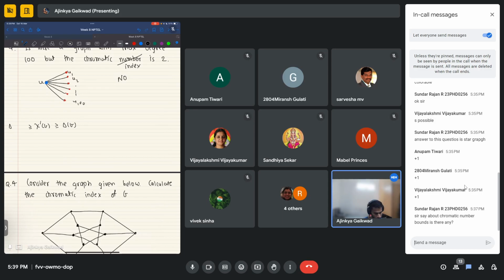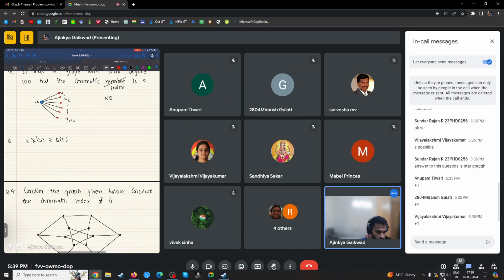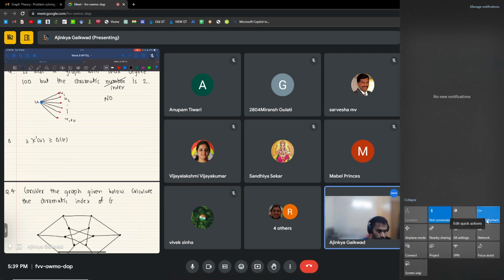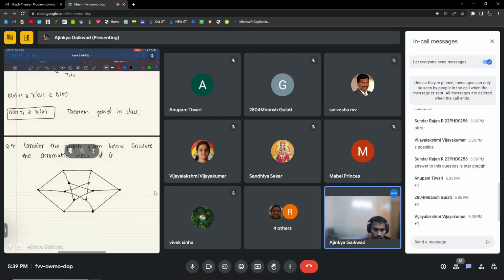Okay, here's a question. I think again there's some delay. Just a minute, some problem. Okay, this is visible now, right? This graph and what I wrote above. I think there is some problem, but it's okay.